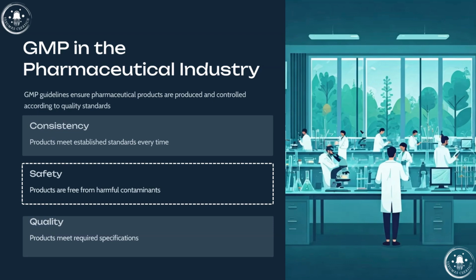Now, GMP guidelines ensure that pharmaceutical products are consistently produced and controlled according to the quality standards. They help minimize risk in pharmaceutical production that cannot be eliminated through the final product testing.